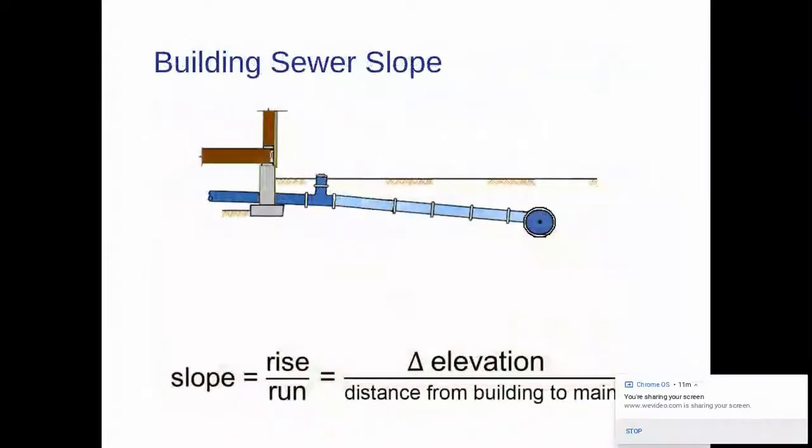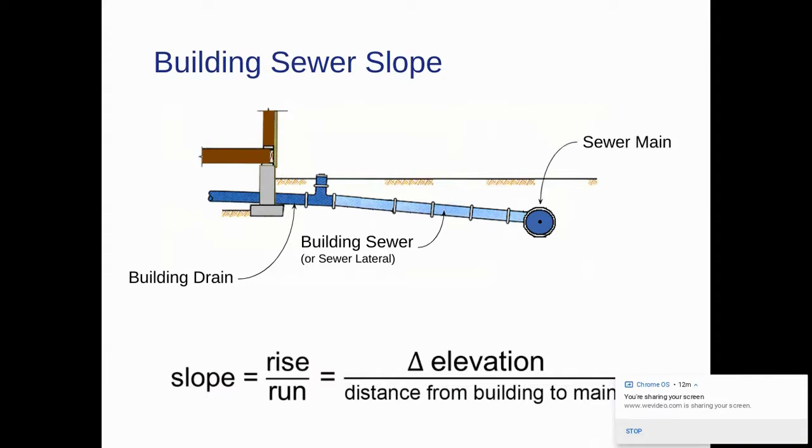All right, so how all this works, it's kind of like math class where you're just calculating slope, but of course, we can't just put it on a grid system and change an x or change a y. It is essentially rise over run, but it's change in elevation over the distance from the building to the main. This picture is what we're going to be basing everything off of. You have your building drain, you have your building sewer, or sewer lateral, meaning it goes sideways for the most part. And then this is your main that's usually out in the street somewhere.